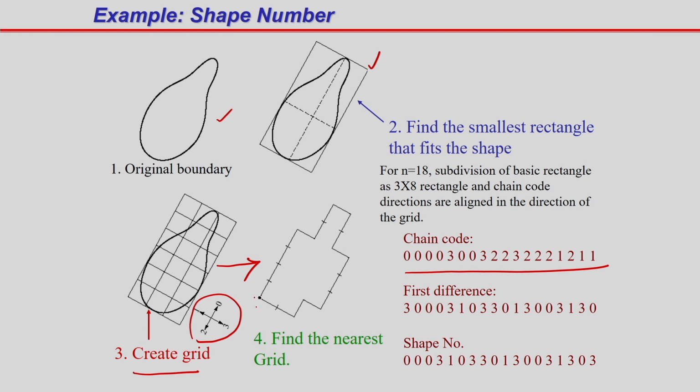So this is the approximated boundary I am considering. And after this, it is very easy to determine the first difference. And from the first difference, I can determine the shape number. So by using the shape number, I can represent a particular boundary. That is the boundary representation by using shape number.